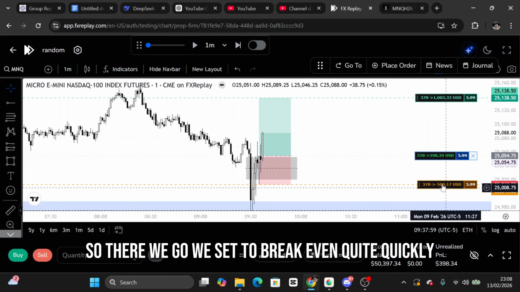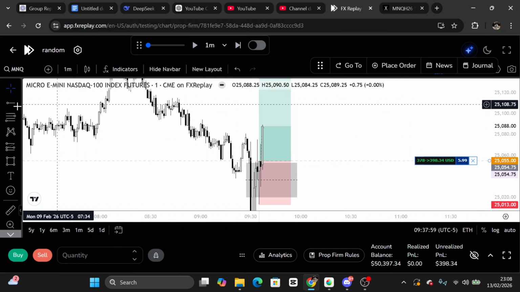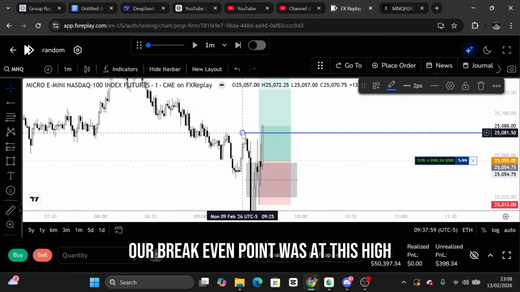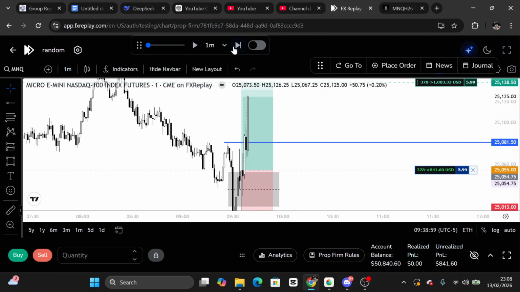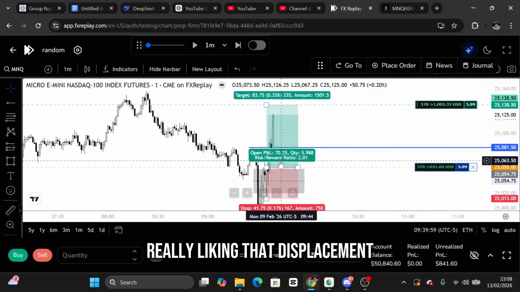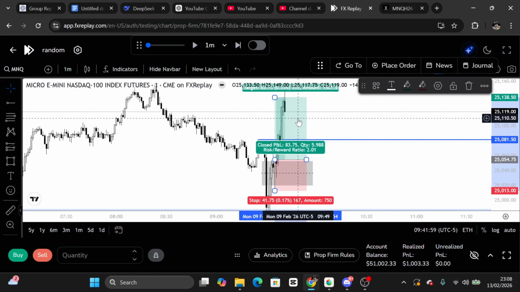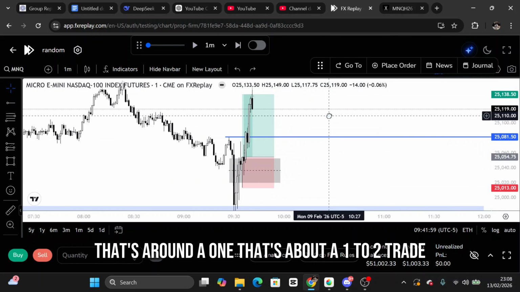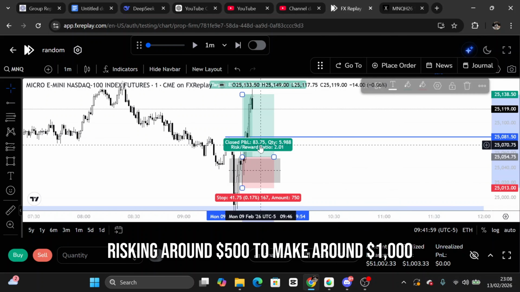So there we go. We set to break even quite quickly after the second candle. Our break-even point was at this high, so now we are set to break even. Bullish momentum, really liking that displacement, straight to take profit, and there we go, straight to take profit. That's around a 1 to 2 trade, risking around $500 to make around $1,000.